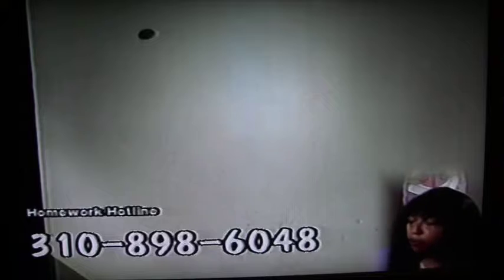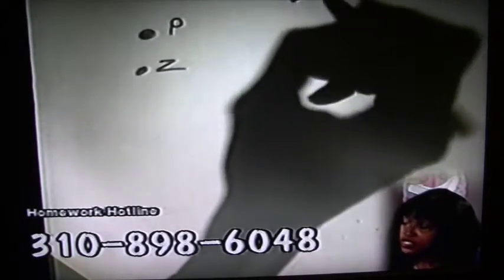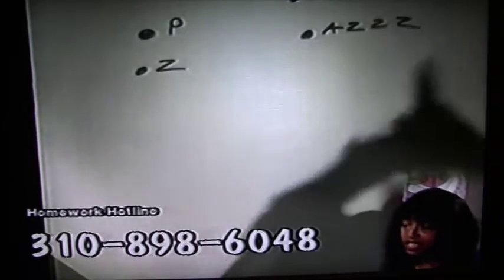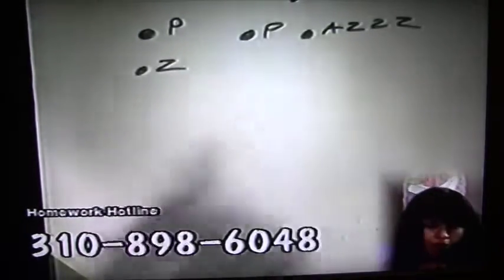Now, when they're asking you, identify the points. Well, a point is just a dot, just what it says. A dot, a point, a dot. That's a point. And let's name this point. Well, let's name this point P. We can name it point Z. We can name it point ZZ. We can name it AZZZZ. It's a point.